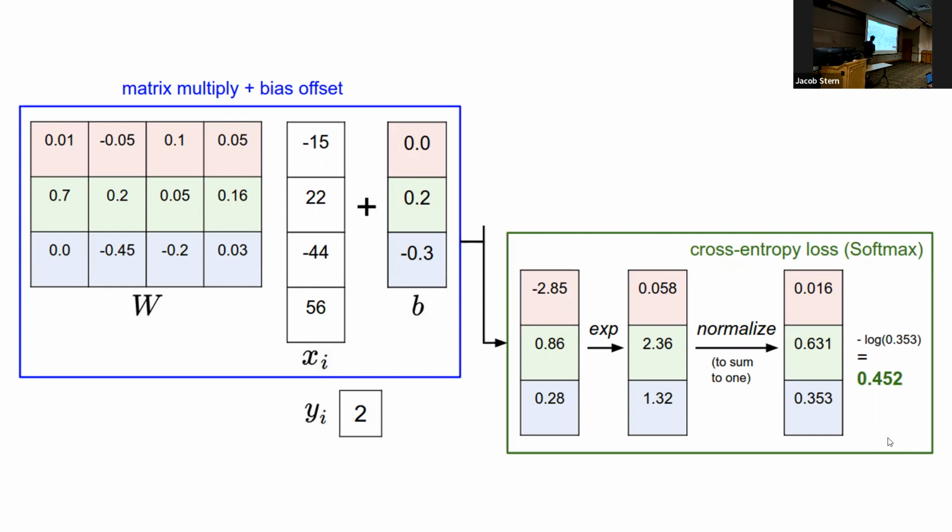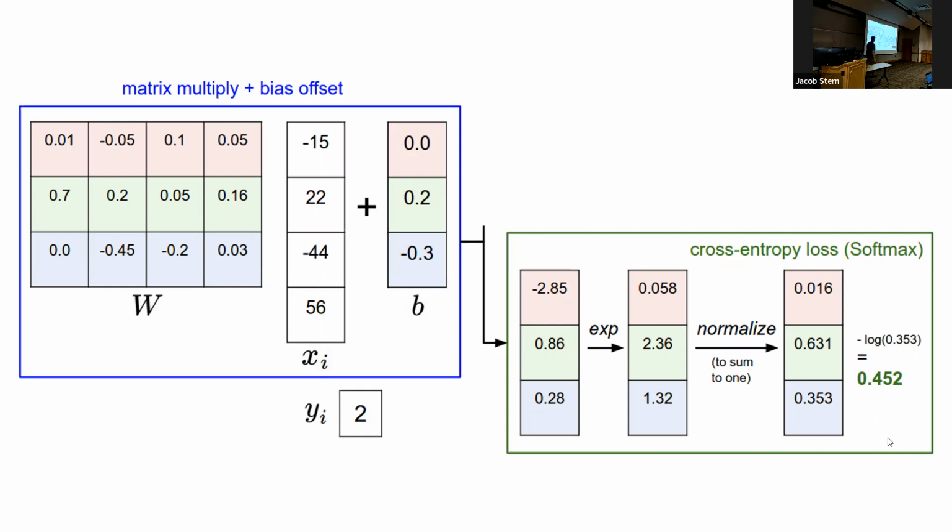Going back to this, here we have W, we have an xi, and we have a yi. Let's look at what we get out of this. We do matrix multiplication, add the bias vector, and we get these unnormalized scores. We take the exponential of them, then we normalize to sum to 1. Then we take the negative log of the correct class, which in this case is 2, because yi equals 2, and that is our loss.